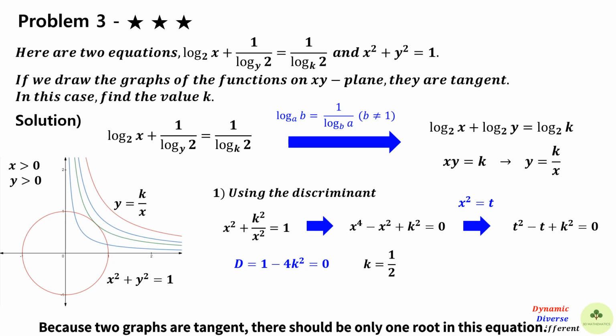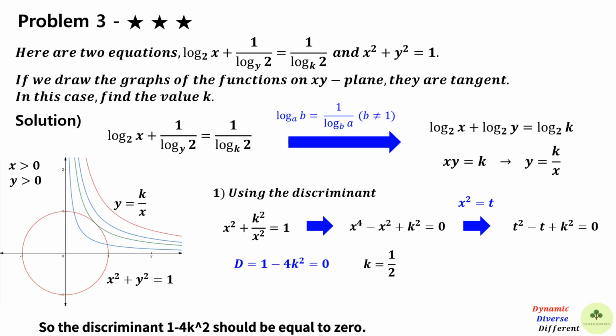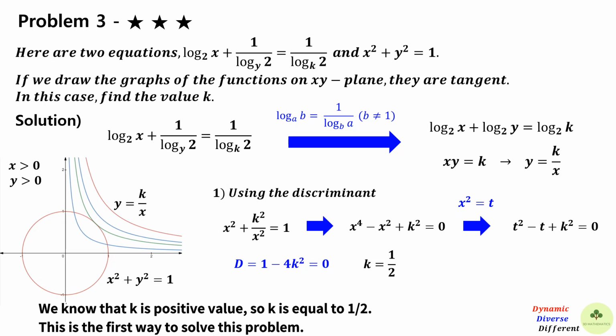Because two graphs are tangent, there should be only one root in this equation. So the discriminant 1 minus 4k squared should be equal to 0. We know that k is positive value, so k is equal to 1 over 2. This is the first way to solve this problem.